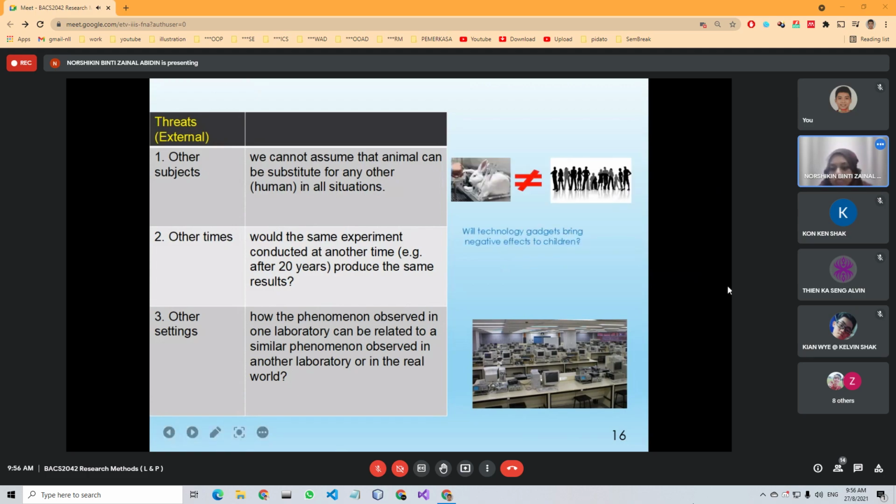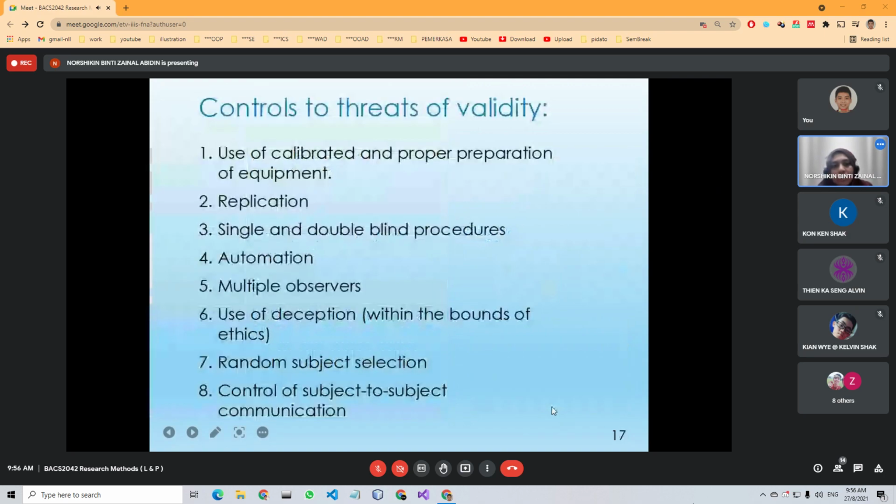Okay, as you can see here, animals cannot be replaced with humans. This telephone is no longer relevant to our technology. Now, will technology gadgets bring negative effects to children? And then this one is the lab. So, controls to threats of validity.